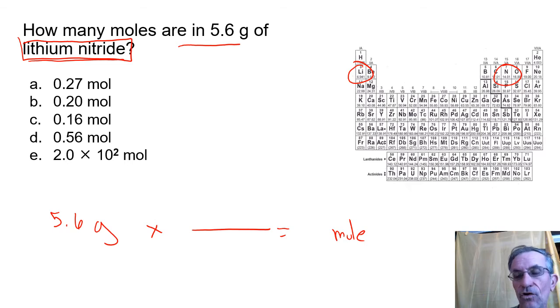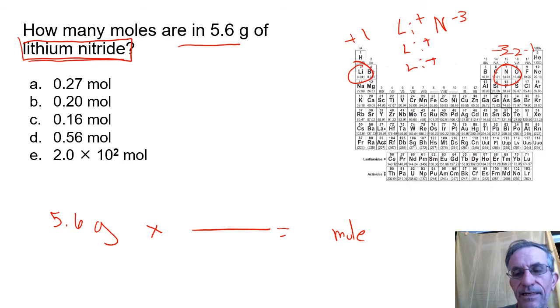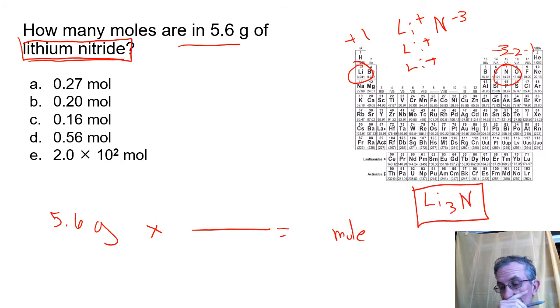Okay, I hope you know lithium is +1, nitride was -3. So I hope you got lithium with its plus charge, nitride with its -3 charge. It should be, oh, what would it be? It would be Li3N. You need 3 lithiums. All right, so there's your formula.